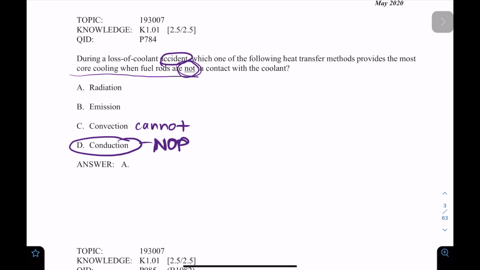Emission is not a form of heat transfer, so this one is not. So in this case, it's going to be radiation, right? The cladding temperature is going to be very, very hot. If we have a meltdown or whatever, the only form of heat transfer is going to be through radiation, right? Also, even if there's no meltdown, if the cladding is not touching the water because the water already evaporated, we have a loss of coolant accident, like it says. So the cladding is just exposed and is just emitting radiation at that point.